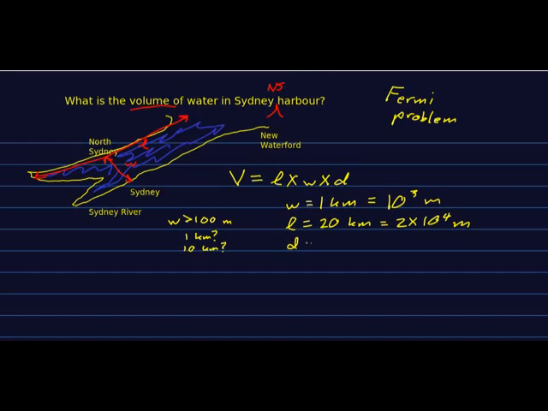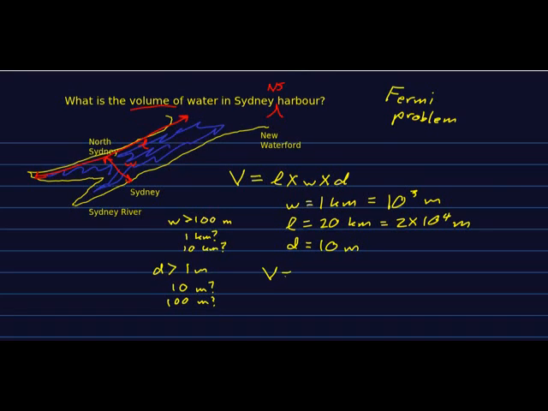The depth is maybe a little harder, but it's certainly bigger than 1 meter. So is it 10 meters? Is it 100 meters? I don't think it's a kilometer. So I think it's down to 10 meters or 100 meters. Well, here's my reasoning. There are big ships that come in, but they've had to dredge to make it easier for big ships to come in. If the harbor was 100 meters deep on average, they would have no need to dredge. So I think it's more like 10 meters. There's my guess.